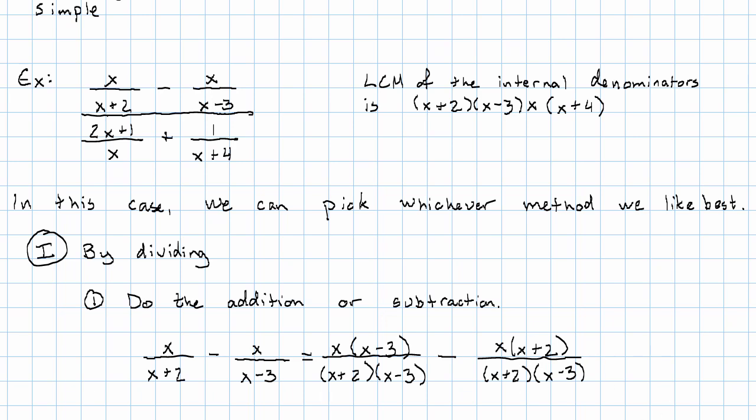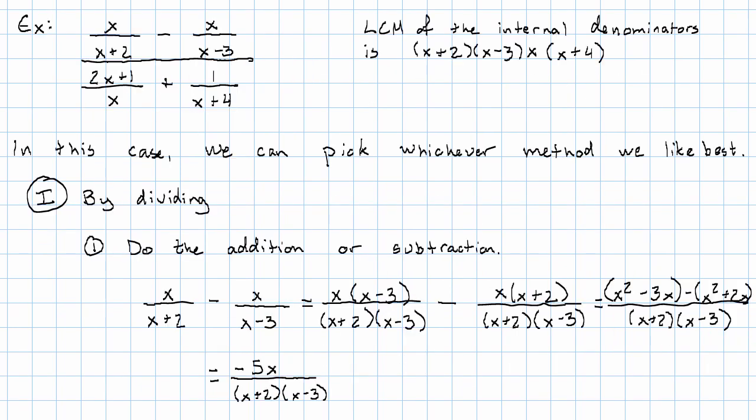Putting that together, we'll have x squared minus 3x minus x squared plus 2x all over that common denominator. And when we do that subtraction, we just get negative 5x over x plus 2 times x minus 3. That's actually not too bad. What about in the denominator?